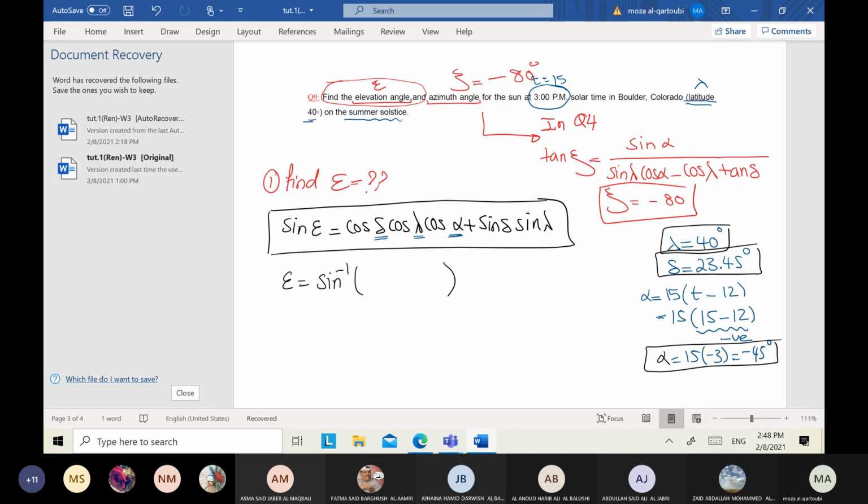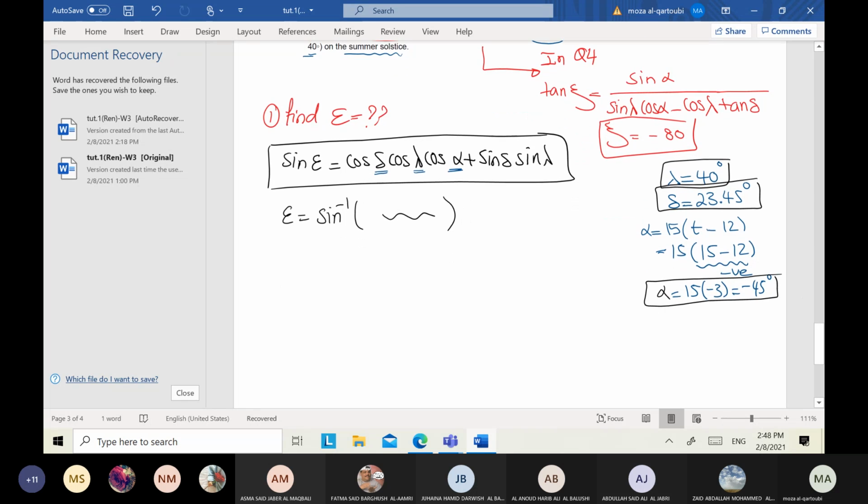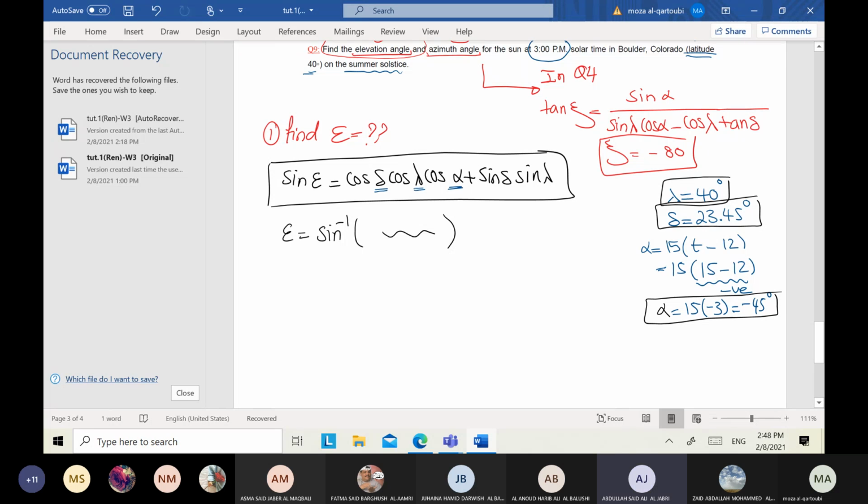Given the value of epsilon, it is the arc sine of the answer given using cosine delta, cosine lambda, cosine alpha, then plus sine delta, sine lambda. That gives 0.752. I want epsilon now in degrees, the arc sine of this answer. Should we use degrees?